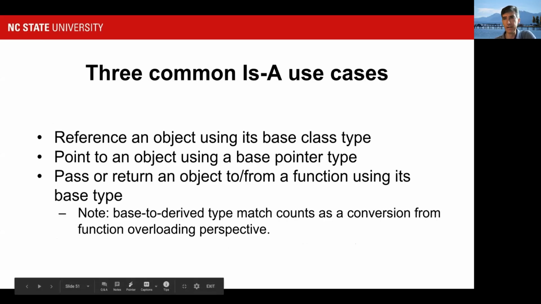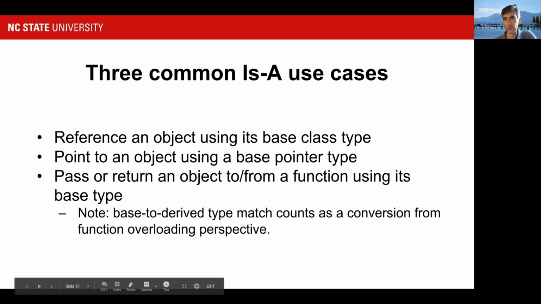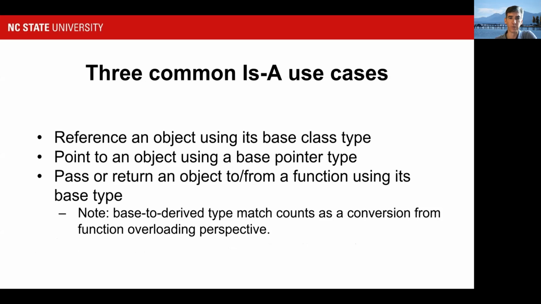There are three common use cases for this is-a relationship, and probably even more than that as we go along. But as a way to get started, I think we can pinpoint three cases where is-a shows up and is useful. First, we can reference or point to an object using its base class type.